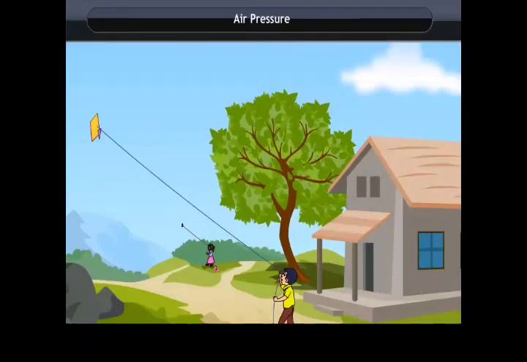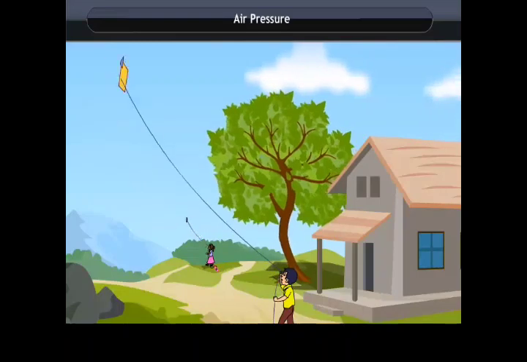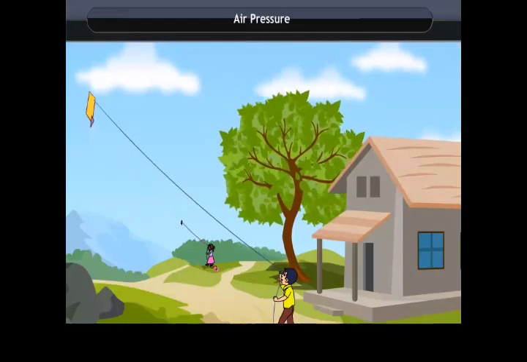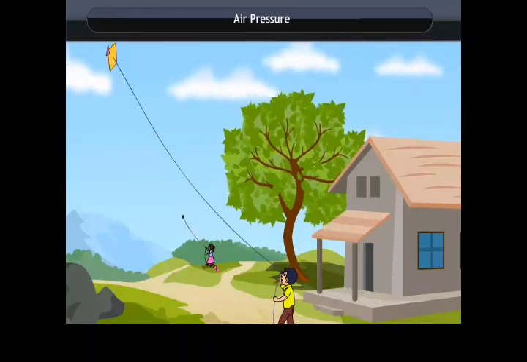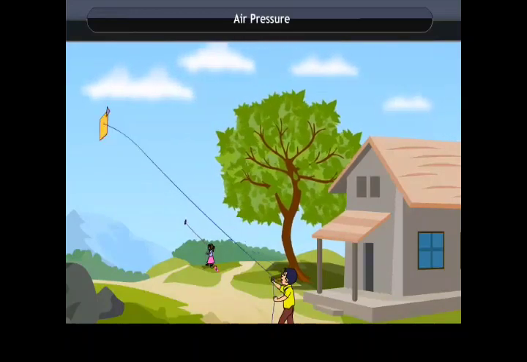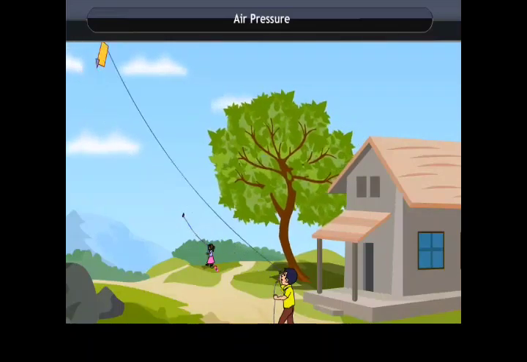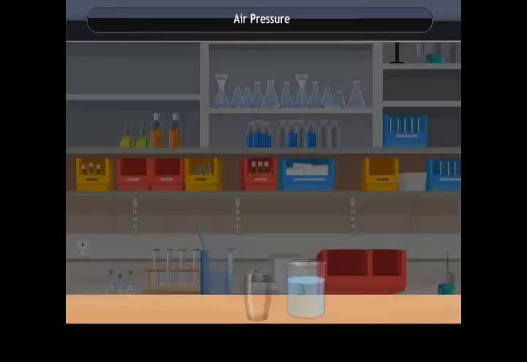From this, when air blows, it exerts pressure on the face of a kite and pushes the kite up in the sky. Similarly, in case of a tree, air pressure makes it bend in the direction of the blowing air. Let us do an activity to understand the air pressure.